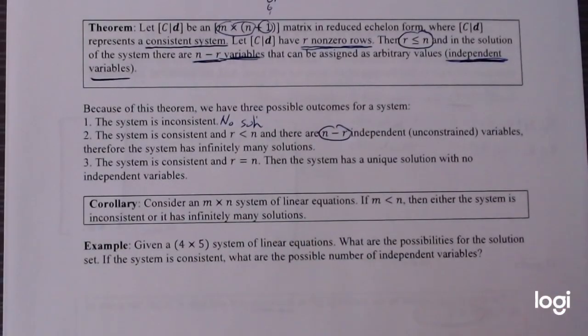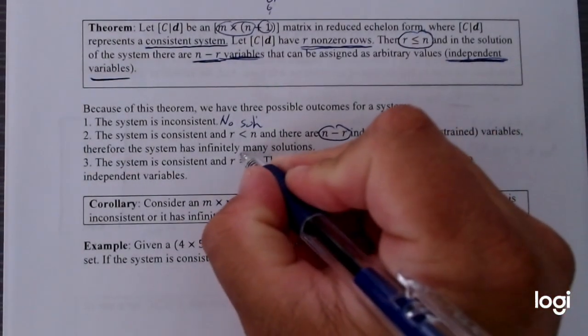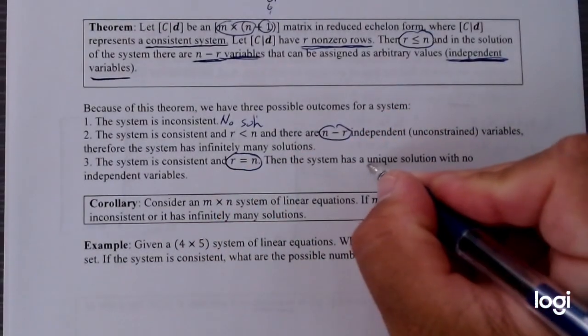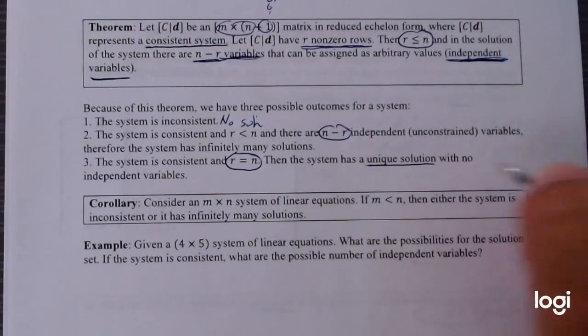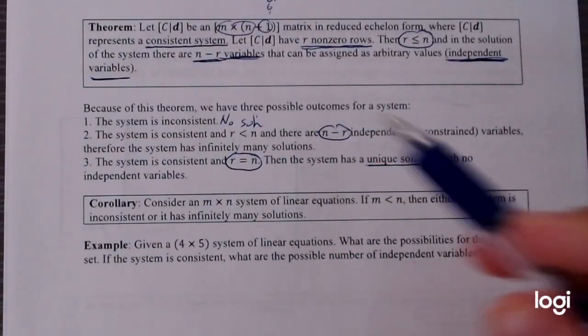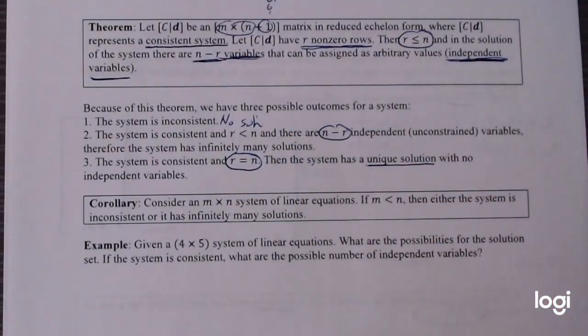Therefore, we have infinitely many solutions. Or number 3 is the one we've been doing. The system is consistent, which means it has a solution, and r equals n. Now, when does that happen? When we actually have a unique solution, right? Because it would make sense, they're all dependent on each other, right? We don't have any independent variables. Okay, so now we can figure out what situation we're actually in based off just the r and the n values.